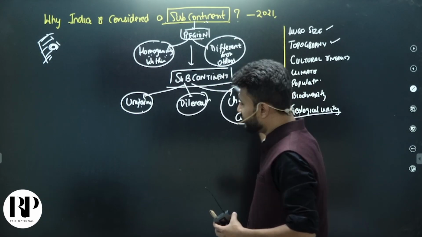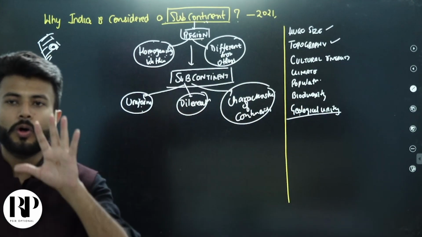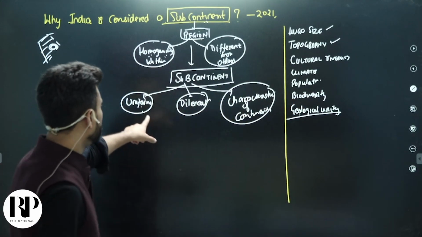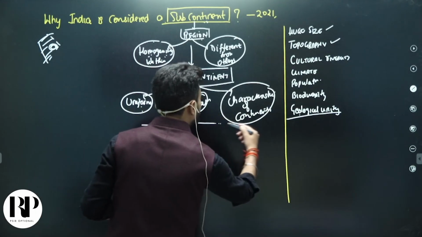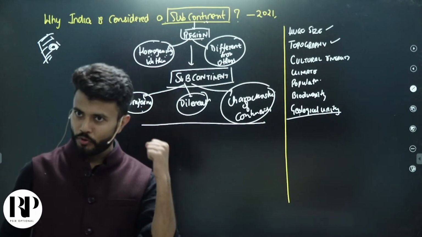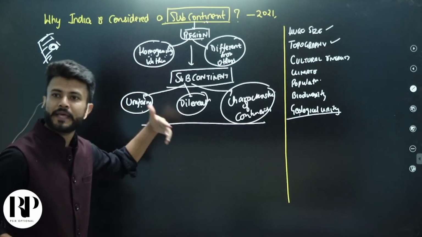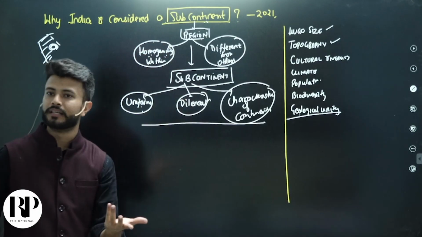Whatever characteristics a continent has, all those characteristics should be present in India also. ये तीन चीजें होनी चाहिए. If these three criteria are met and you are able to find out the points out of these three dimensions, then you can prove that India itself is a subcontinent.